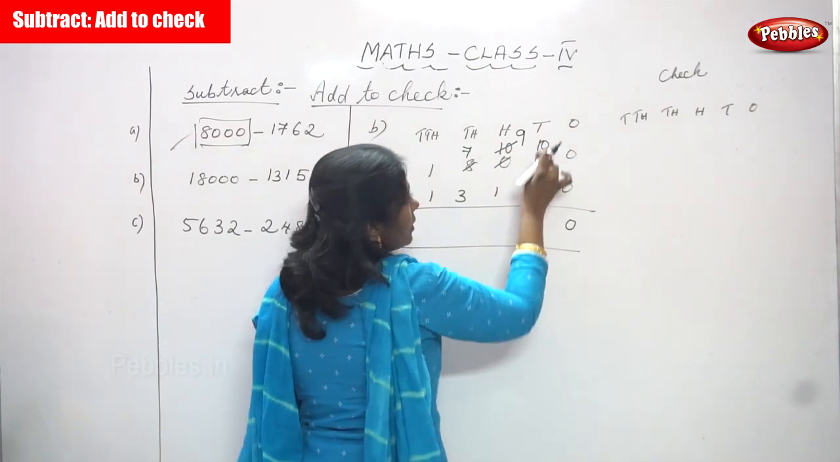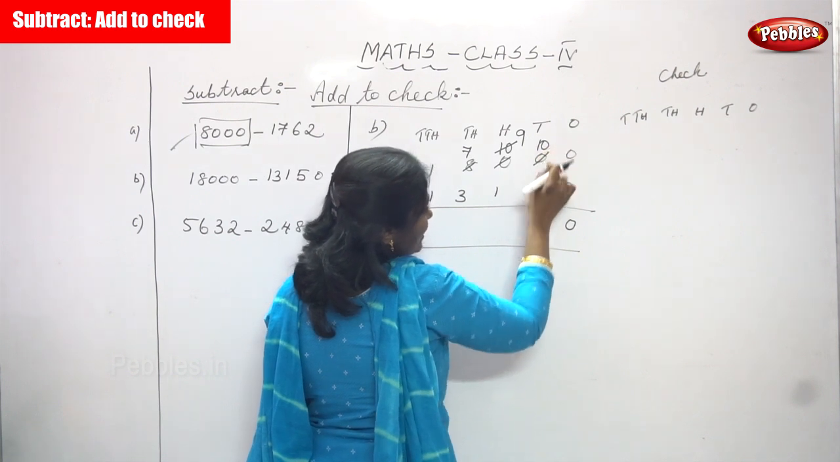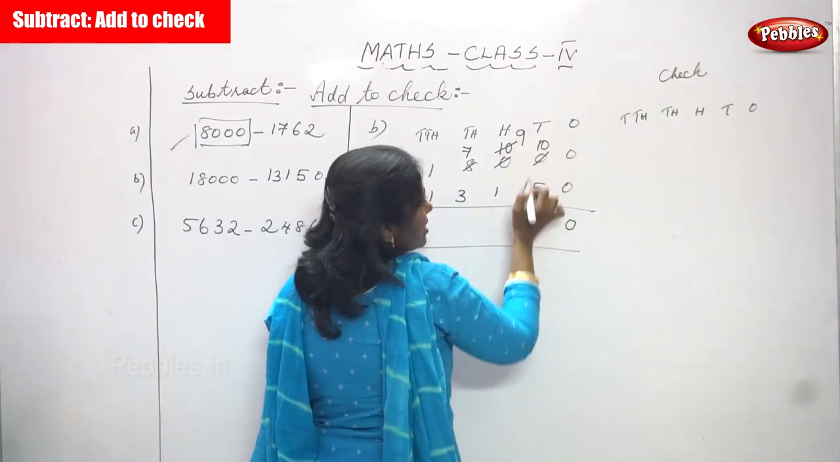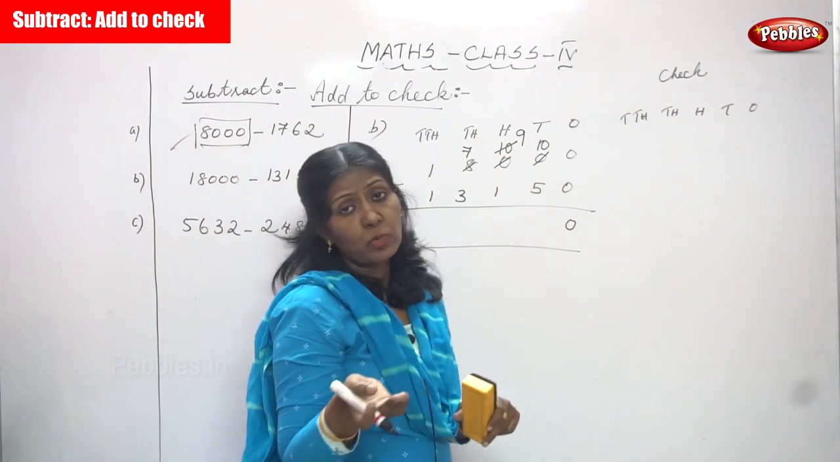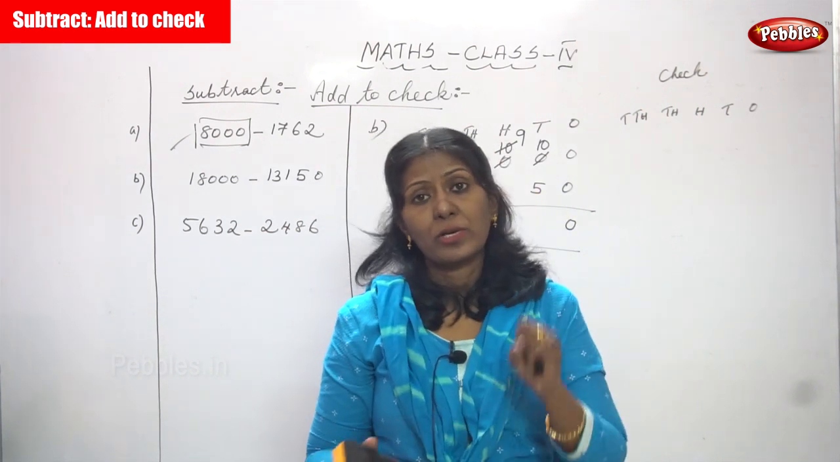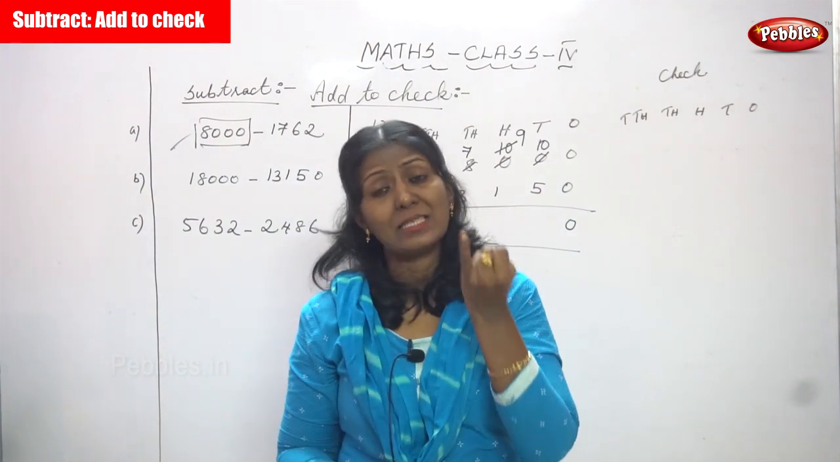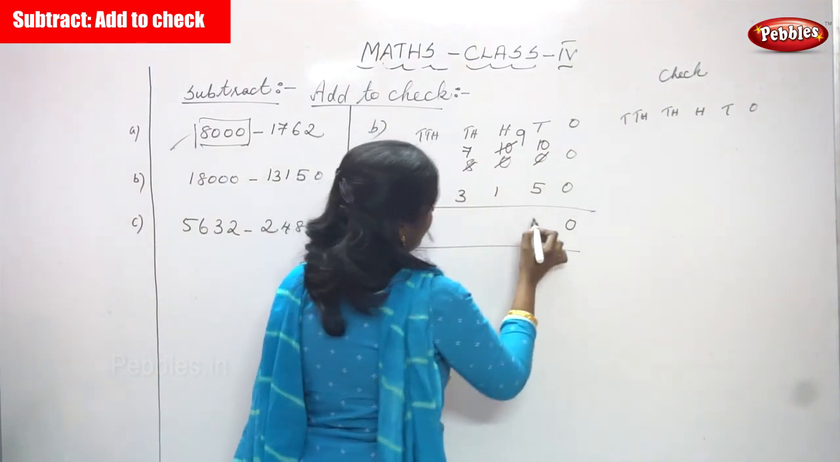Okay. So now what is the number in the tens place? The first number is 10 and the second number is 5. So you are focusing only on the tens place. So 10 minus 5. So you start doing the backward counting. After 5 up to 10 you have to count. So 6, 7, 8, 9, 10. So 5. So you have to write 5 here.